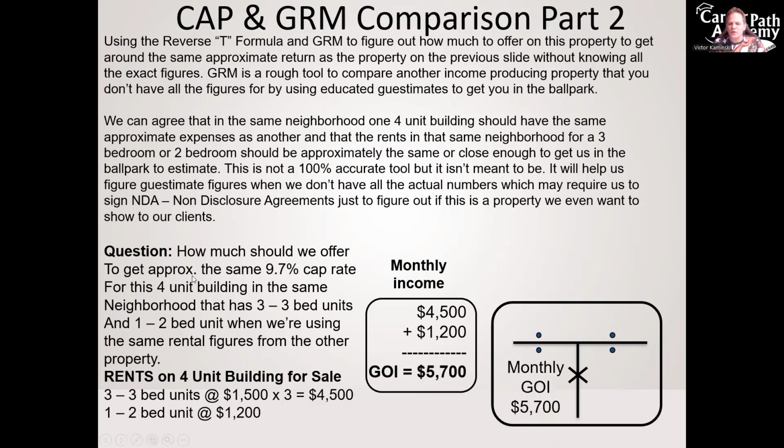All right, so we're going to take the gross monthly income, times it by that GRM of 78.70, and this will tell us how much we should make an offer on to tell us how much this property is worth in order to get approximately that same 9.7% cap rate. So we shouldn't make an offer more than $448,590, and that'll get us in that 9.7% cap rate range.